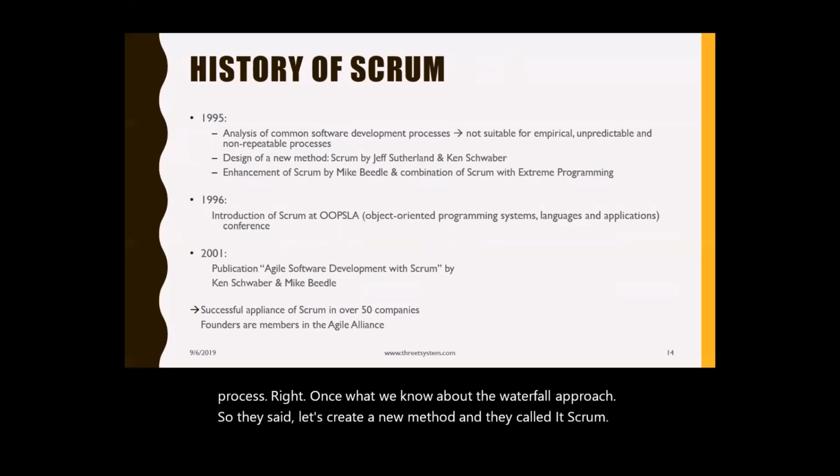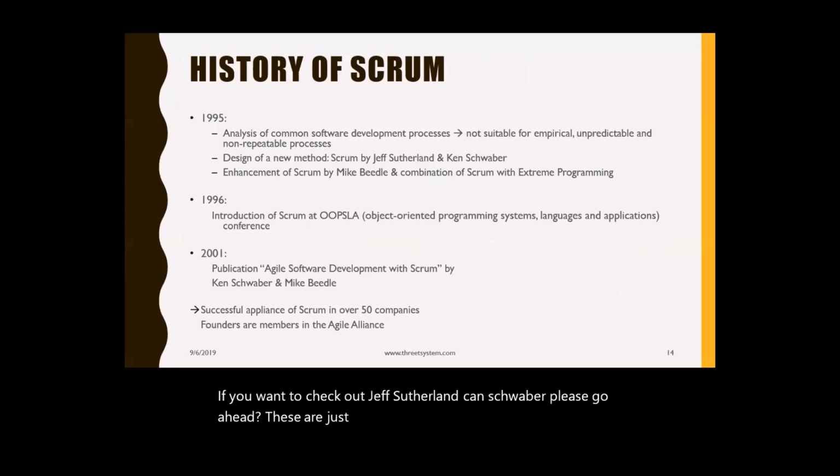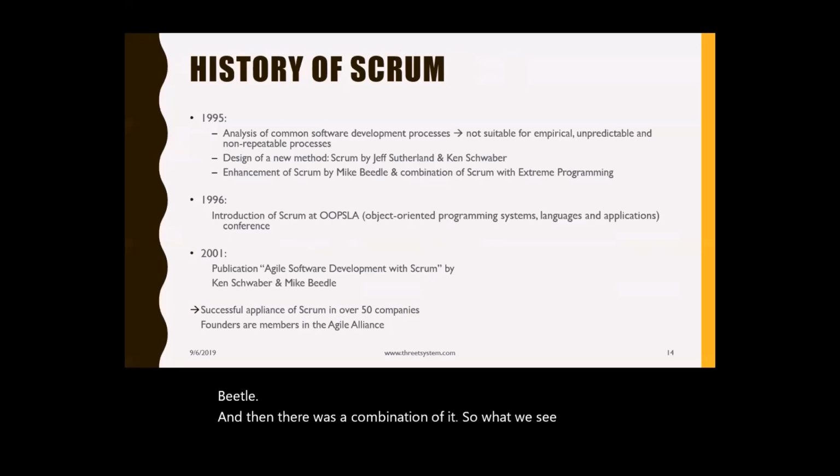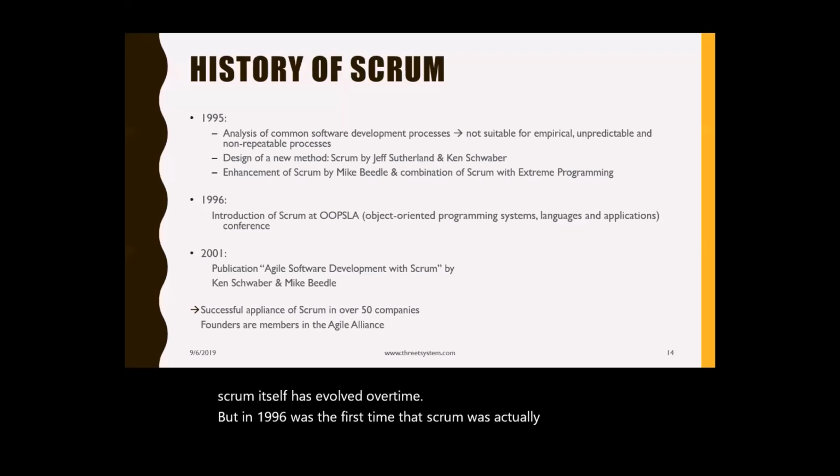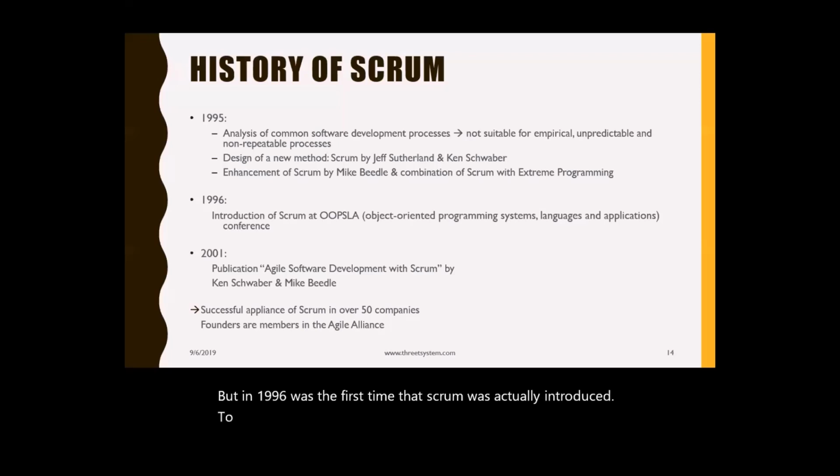So if you want to check out Jeff Sutherland and Ken Schwaber, please go ahead. These are just some awesome guys. And then later on, Scrum was enhanced by Mike Beedle, and then there was a combination of it. So what we see is that Scrum itself has evolved over time. But in 1996 was the first time that Scrum was actually introduced to the Object-Oriented Programming, Systems, Languages, and Applications Conference. So that was the first time when the world heard of Scrum.